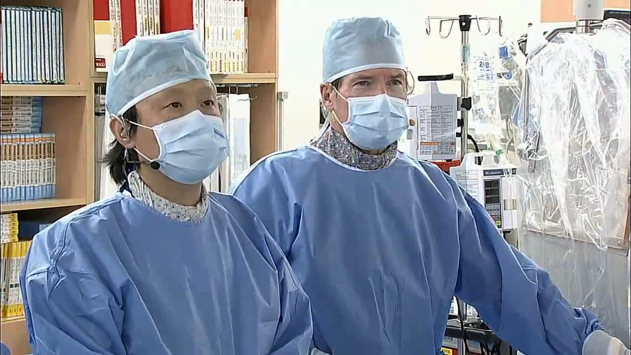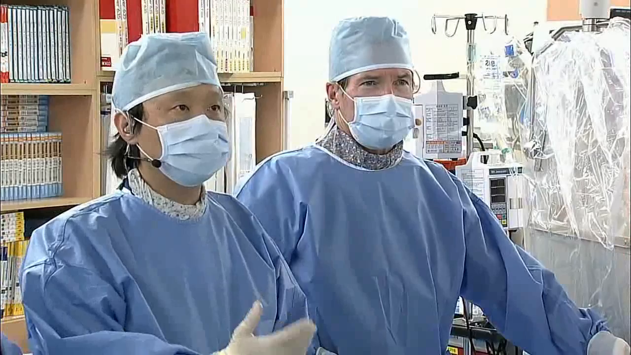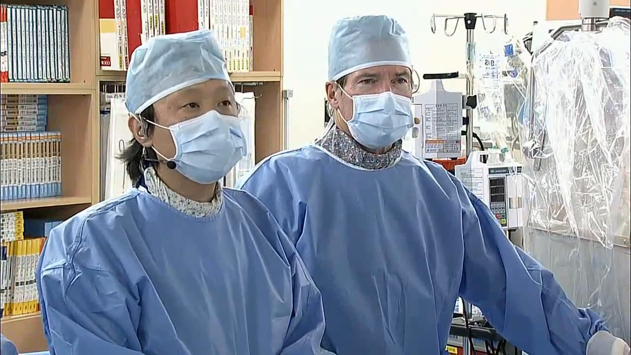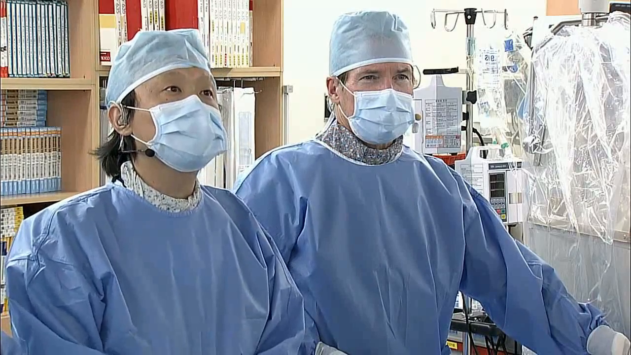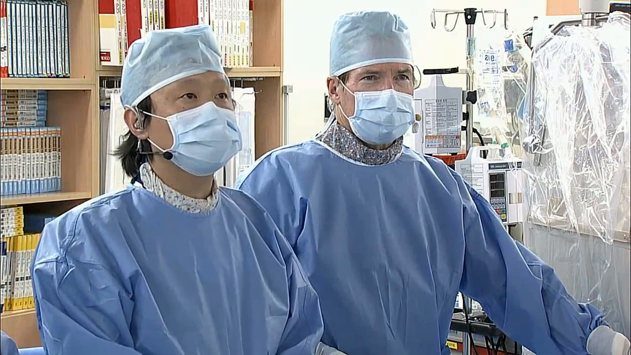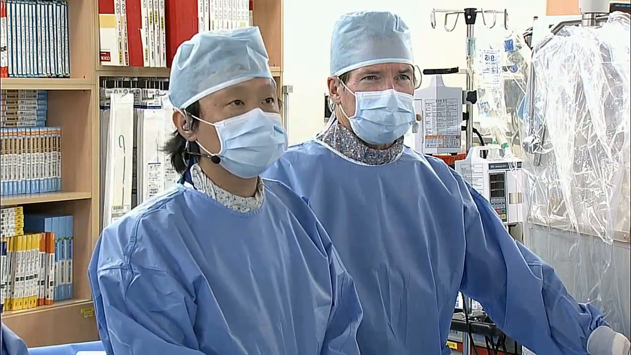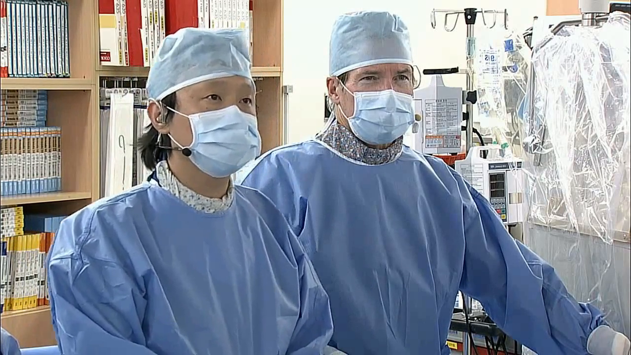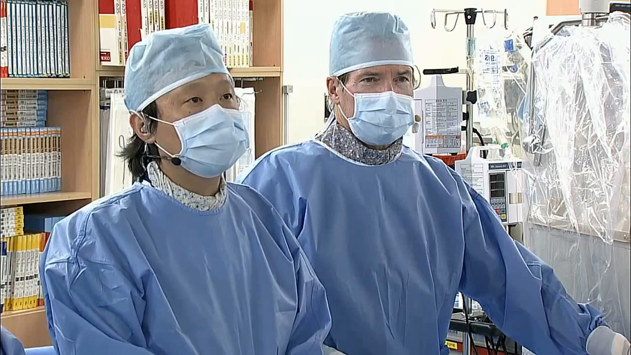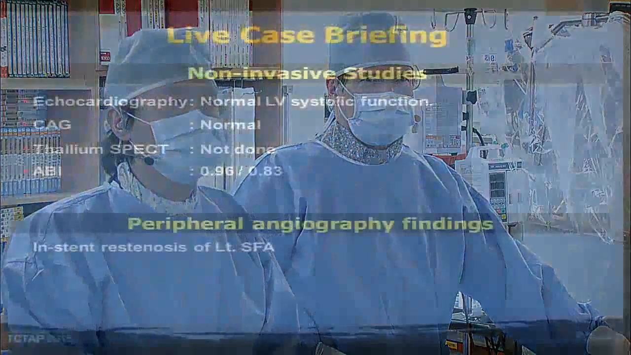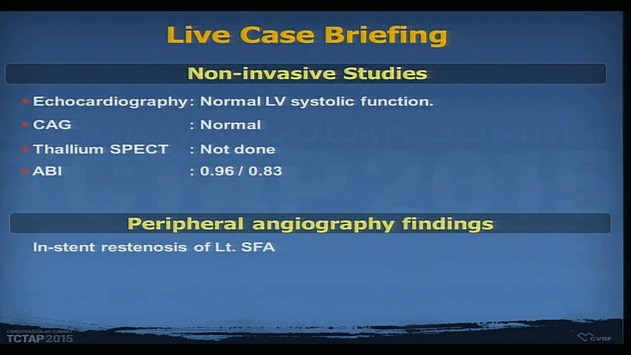These are the demographic characteristics I already explained. And now he presented with intermittent claudication of the left lower extremity. Echocardiogram showed normal LV systolic function. CAG also showed a normal finding. Thallium scan was not done. As I mentioned, the ABI was 0.96 and 0.83 for the left leg.